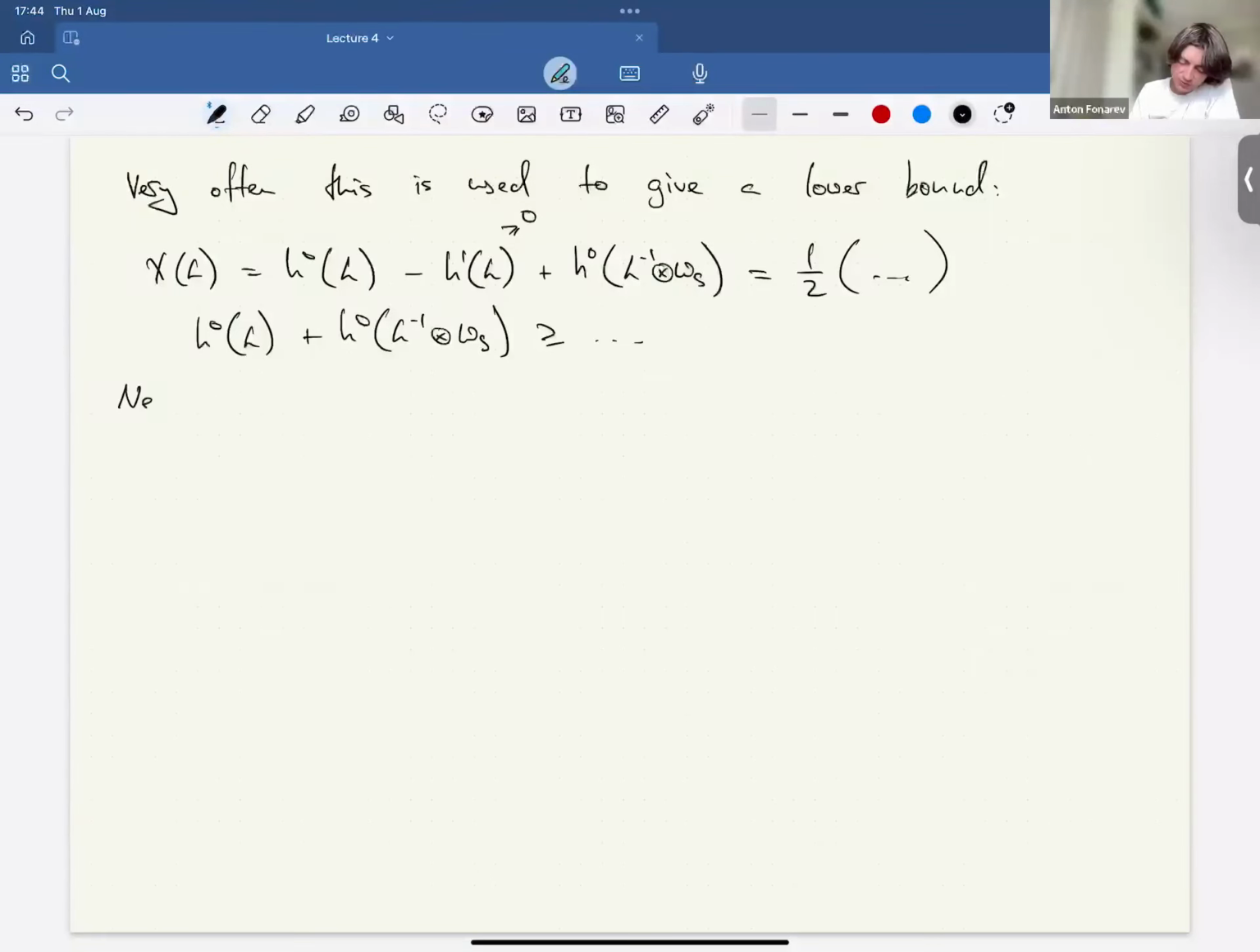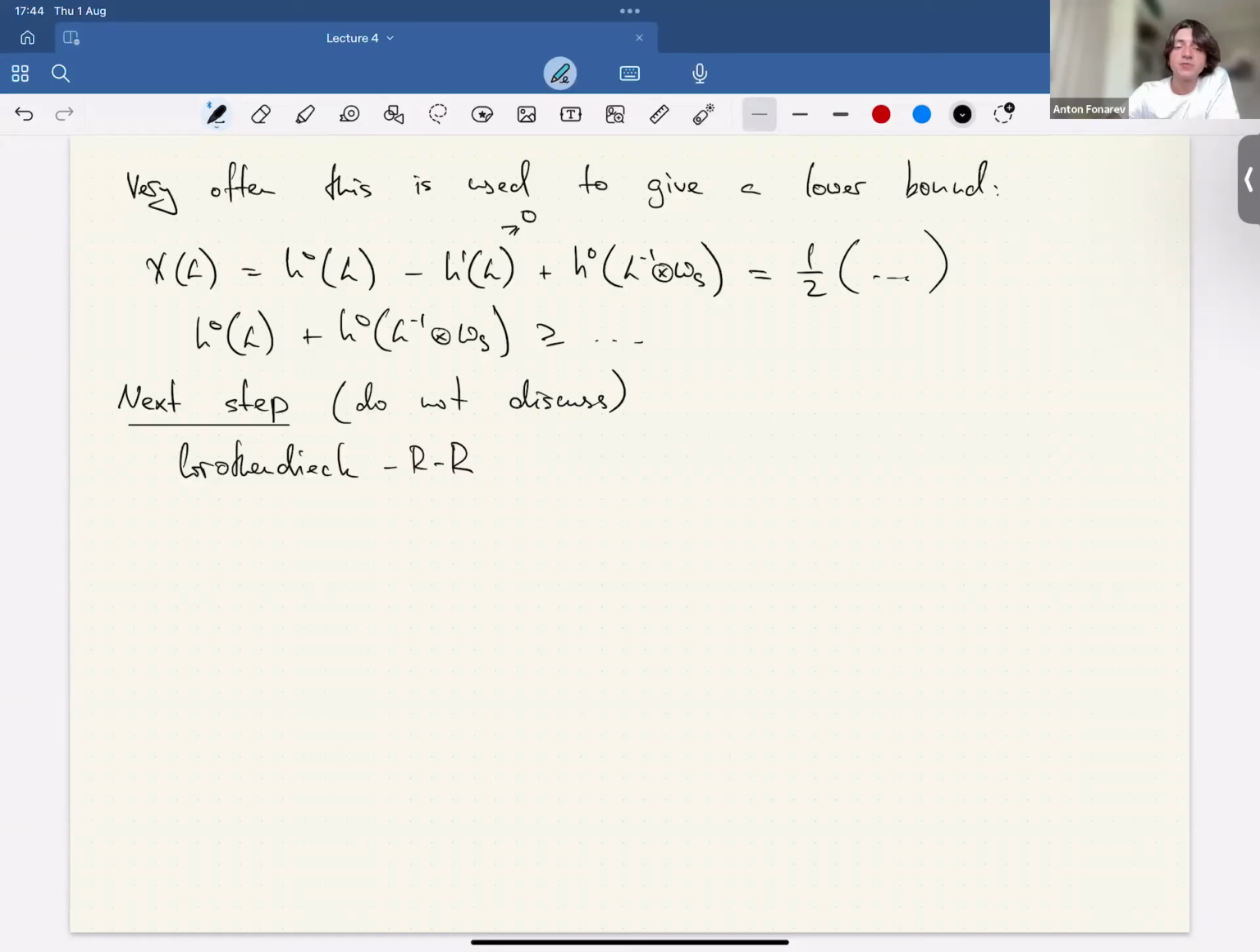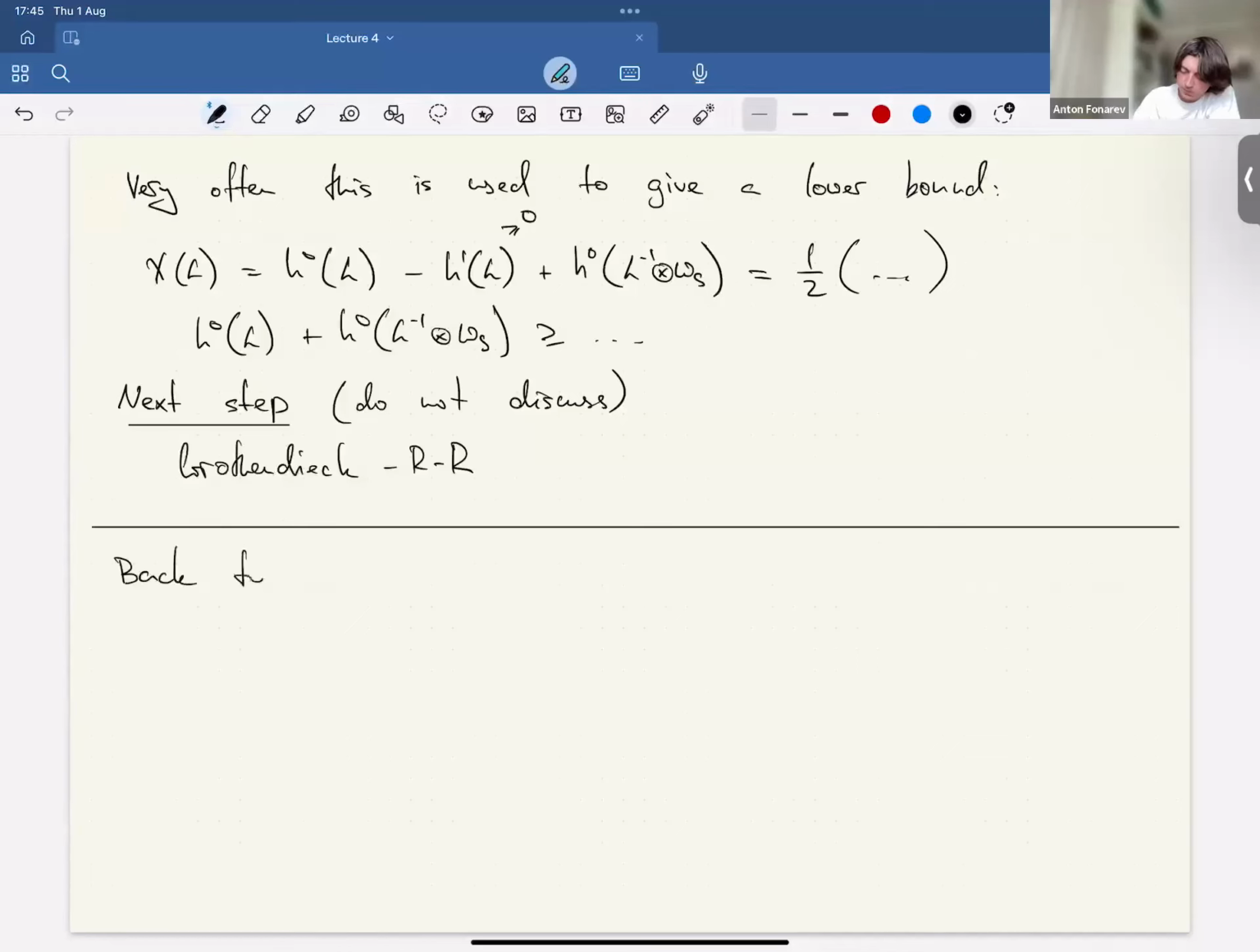So the next step that we do not discuss is the Grothendieck-Riemann-Roch, and this is a big generalization to arbitrary dimension, for instance. Okay, so back to our tools.